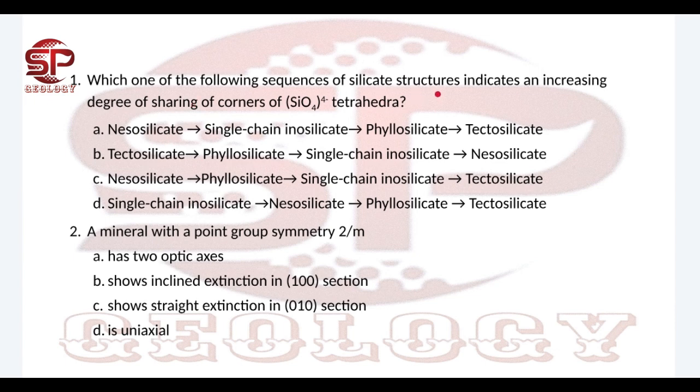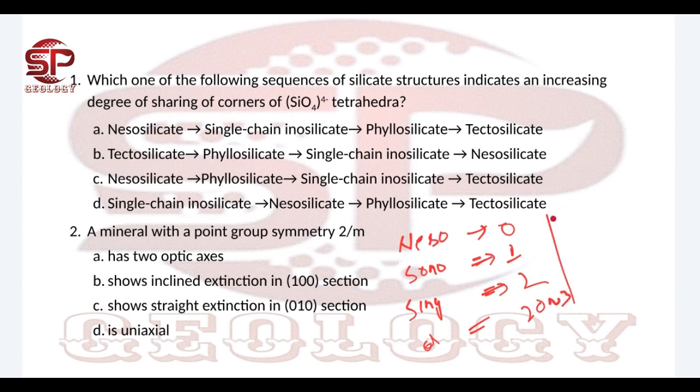Then which of the following sequences of silicate structures indicates an increasing degree of sharing of corners? So we have 6 silicate structures: neso, which shares 0. Then soro, it shares only 1 oxygen. Then ino, single chain will share 2 of its oxygen. Then double chain it will share 2 or 3. Then cyclosilicate it will share 2. Then phyllosilicate or sheet silicate it will share 3. Then tectosilicate it will share 4.